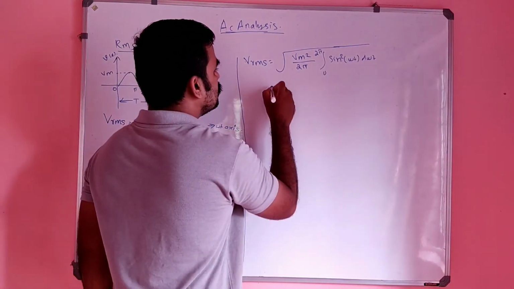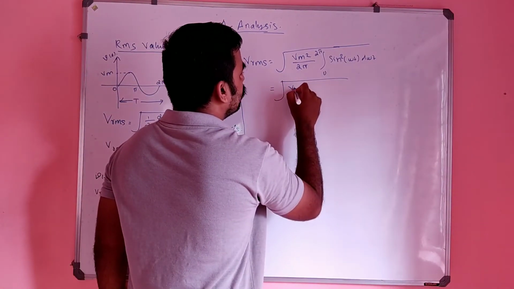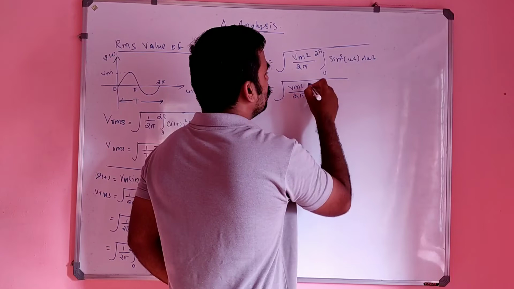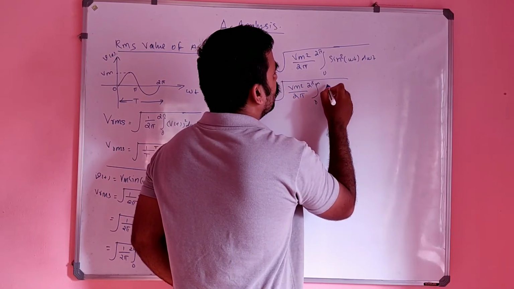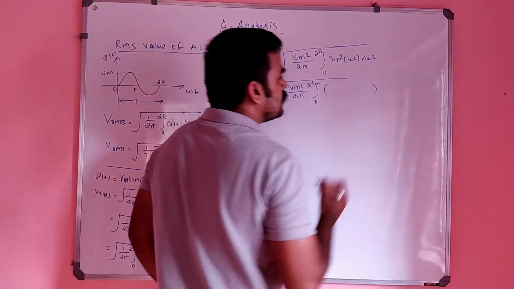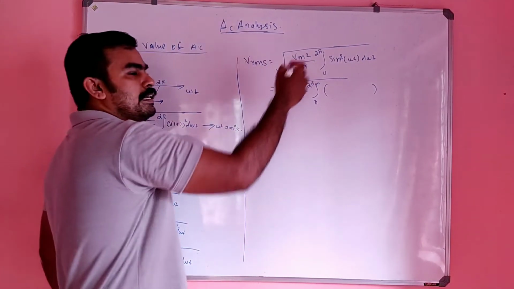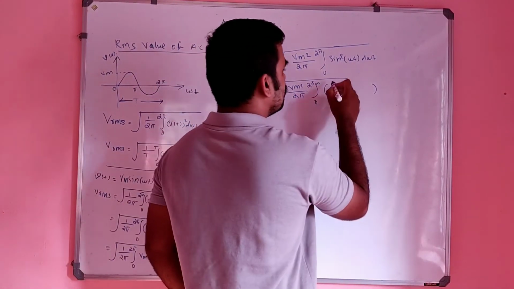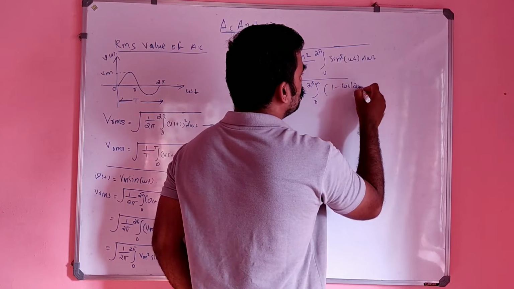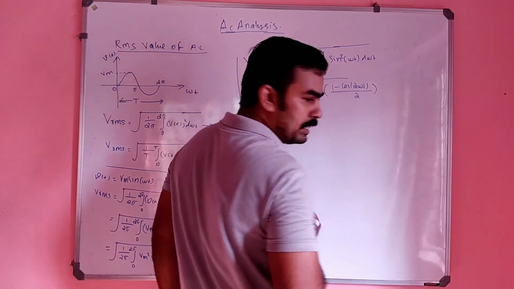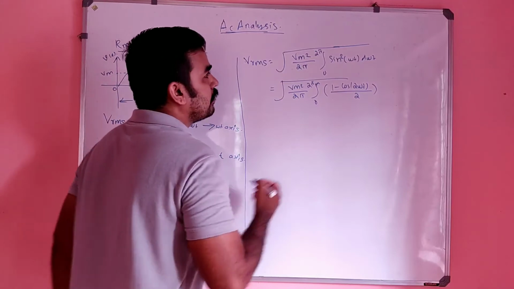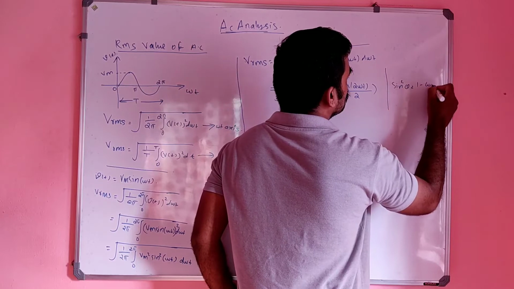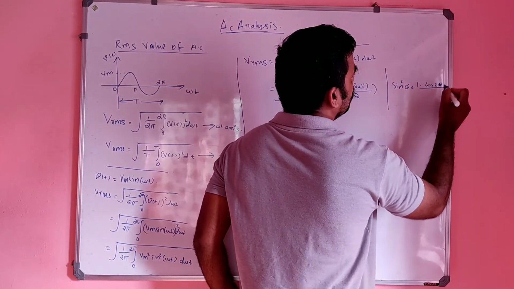Which is equal to integral Vm square divided by 2 pi, so no change in that. It is 0 to 2 pi as such. And what is sin square omega t? Because the square integration is very difficult, you have to convert that into simplified form. So sin square omega t is nothing but 1 minus cos 2 omega t whole divided by 2. That is a relation: sin square theta is nothing but 1 minus cos 2 theta whole divided by 2.